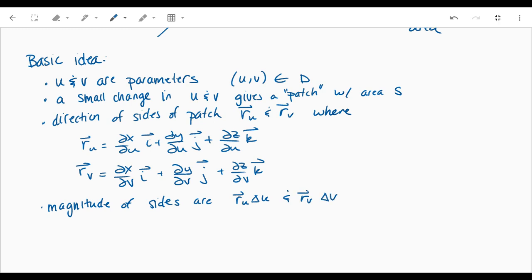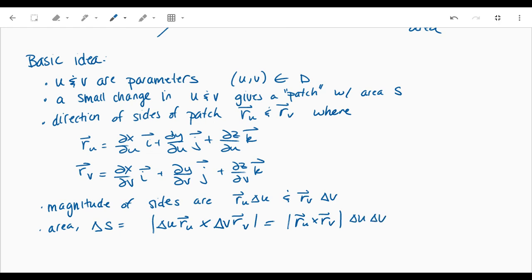And then the area delta S is the area of that parallelogram, right? We know that the area of the parallelogram with sides defined by two vectors is the magnitude of the cross product of the two vectors. And we can take those constants out. You probably know where this is going, right? And then you find your function.